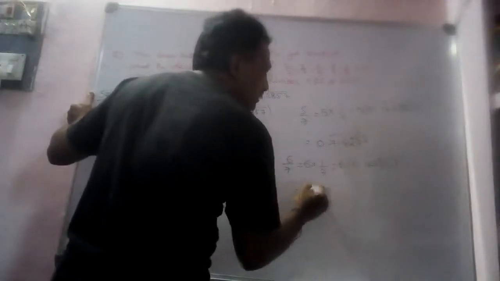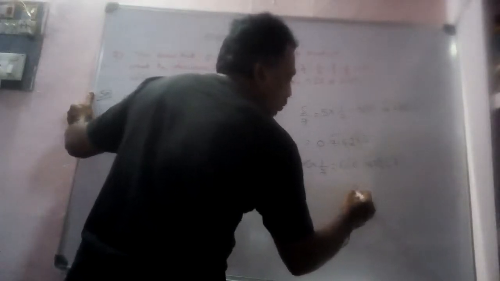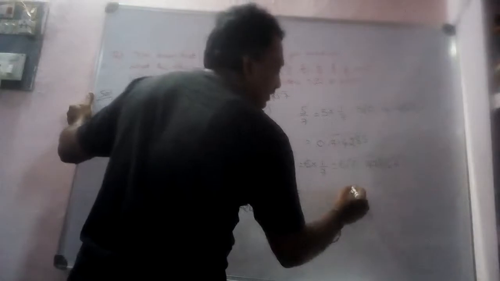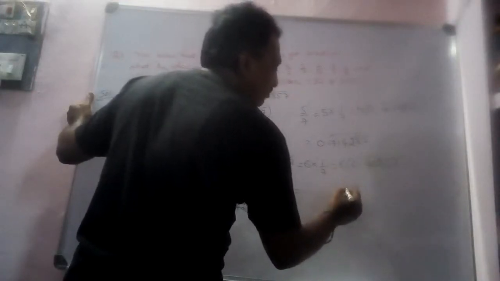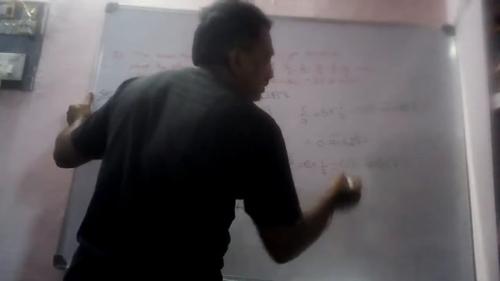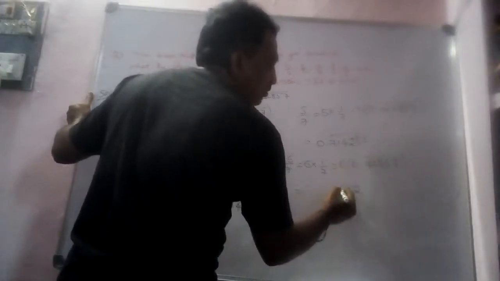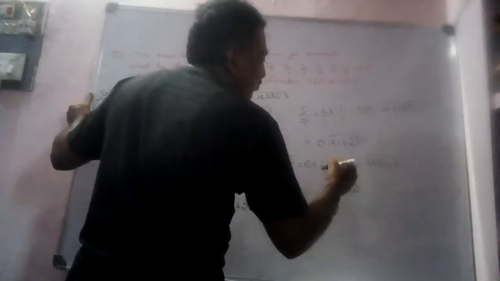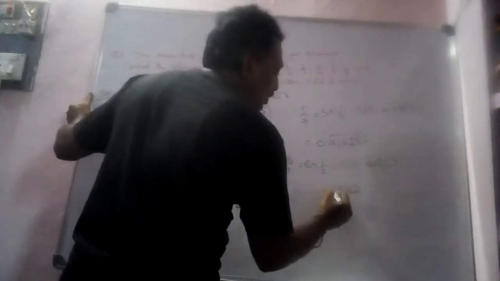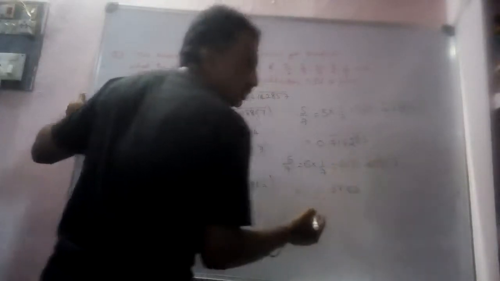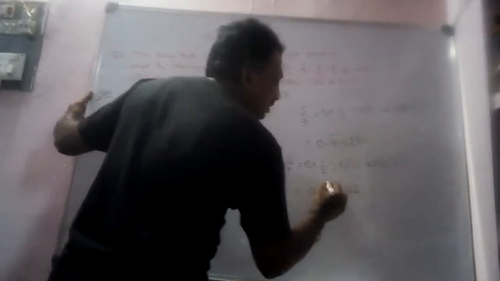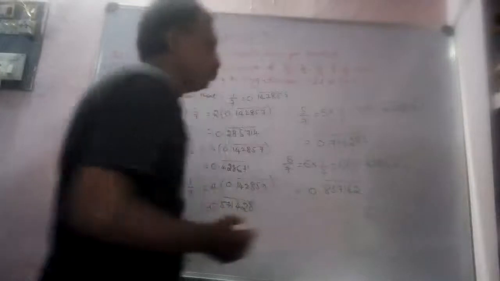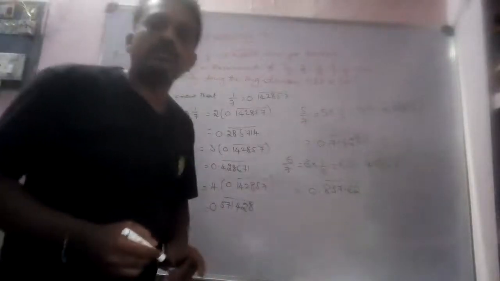Next, 6 by 7: 6 into 1 by 7, which is 6 into 0.142857 bar. 6 sevens are 42, 6 fives are 30, 34, 6 eights are 48, 51, 6 twos are 12, 17, 6 fours are 24, 25, 6 ones are 6, 8. So 6 by 7 is 0.857142 bar. Thank you, students.